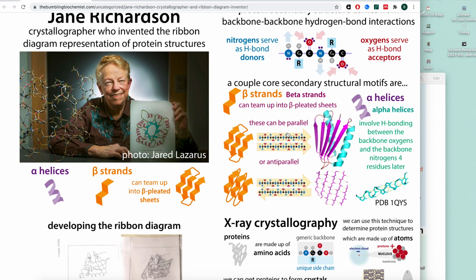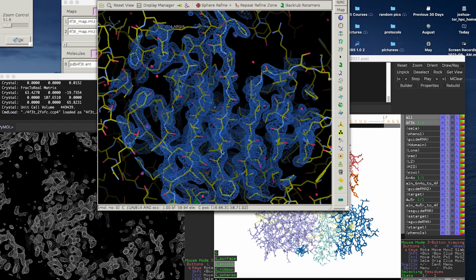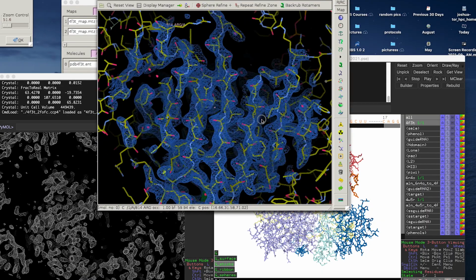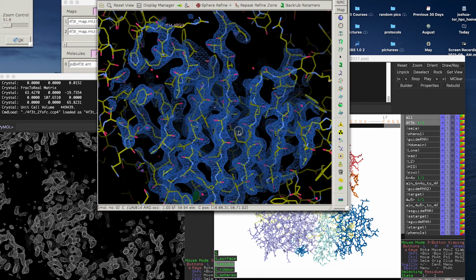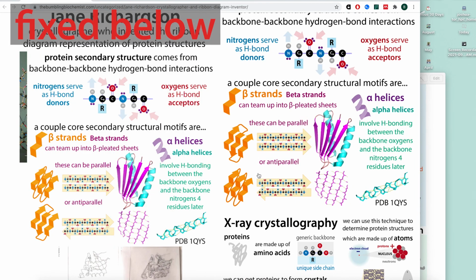So these beta strands, these long jaggedy strands that you'll see, and then you can have strands next to each other to form beta pleated sheets. And you can have these parallel or anti-parallel. To represent the direction that they're running, she drew them as these arrows. So you'll see that the arrows go the same direction if they're parallel.